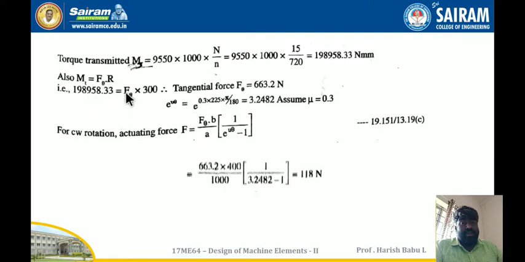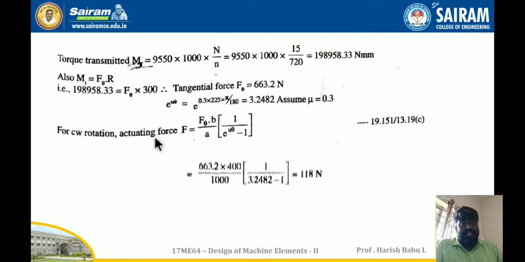So I am going to calculate the tangential force Ft, which is equal to 663.2 Newton. And e to the power of mu theta I have to calculate. Assuming mu as 0.3, and theta value as 225 into pi by 180. Converting that into radians, I get 3.2482.